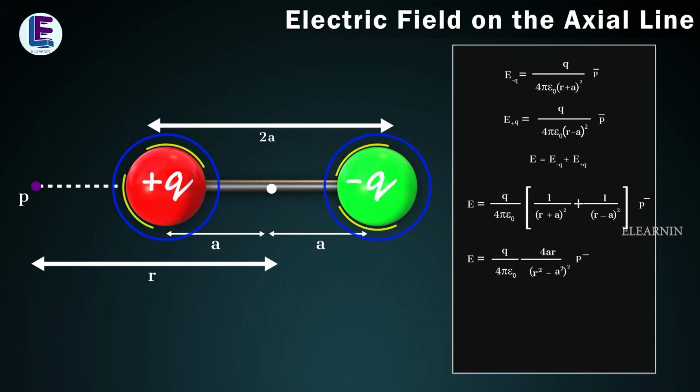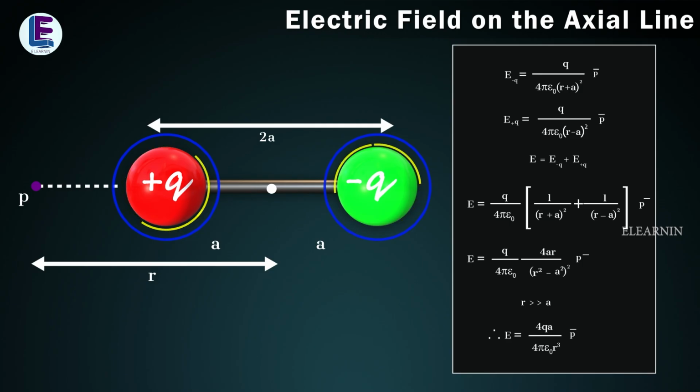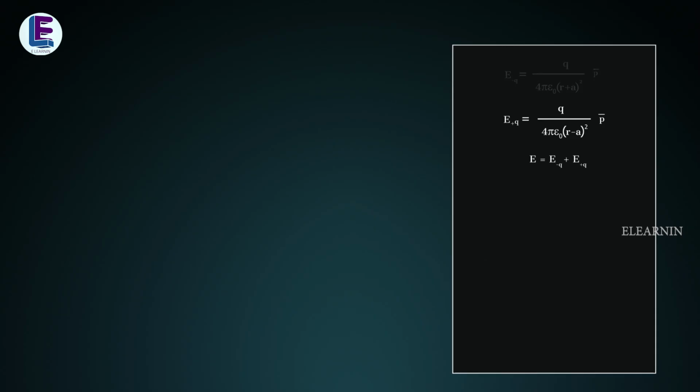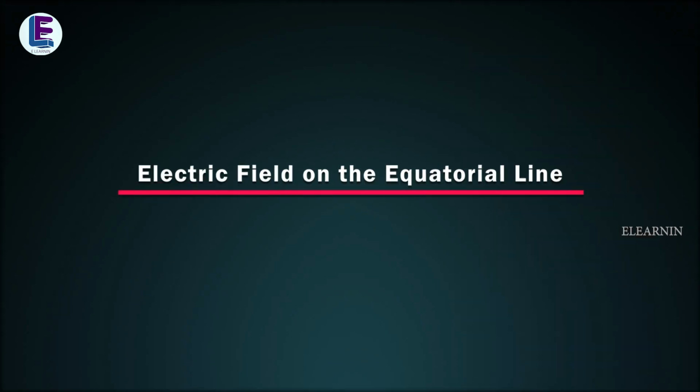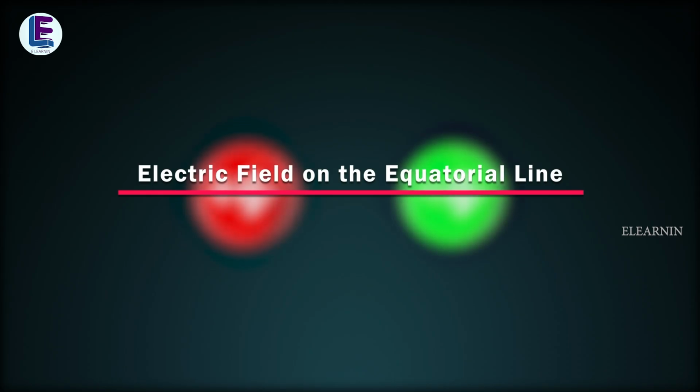E is equal to q divided by 4 pi epsilon naught into 4ar divided by (r squared minus a squared) whole squared into P bar. If r is much, much greater than a, a can be neglected. Therefore, E is equal to 4qa divided by 4 pi epsilon naught r cubed into P bar. Electric field on the equatorial line.